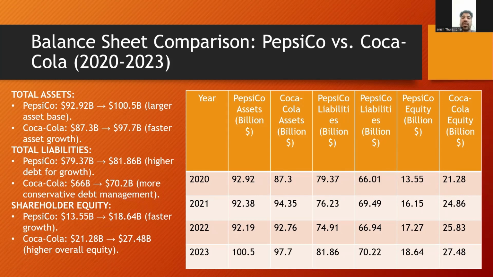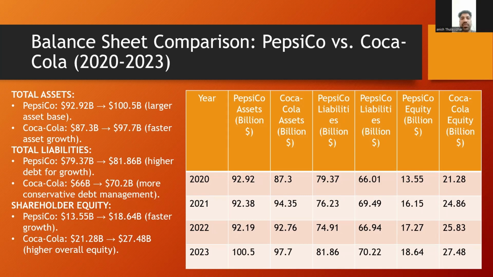Shareholder equity. Shareholder equity represents the net value of a company available to investors. Coca-Cola's equity rose from $21.28 billion in 2020 to $27.48 billion in 2023. PepsiCo's equity increased from $13.55 billion in 2020 to $18.64 billion in 2023. Coca-Cola has a stronger financial position with higher equity, making it a more stable investment for shareholders.